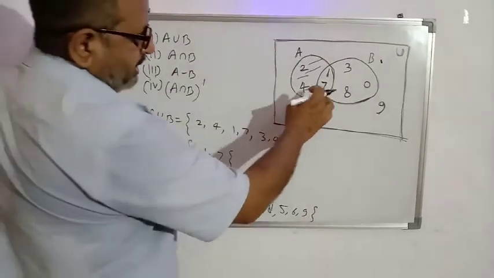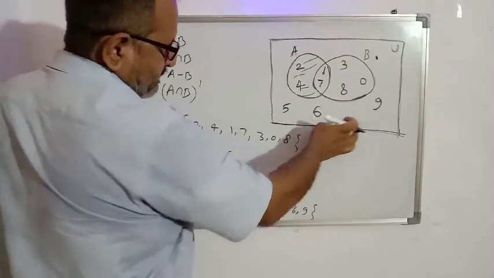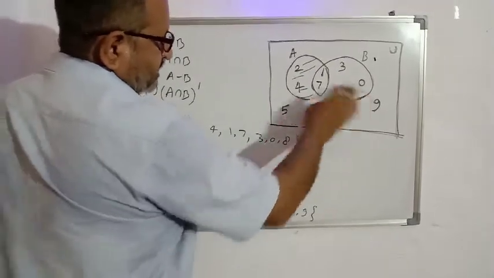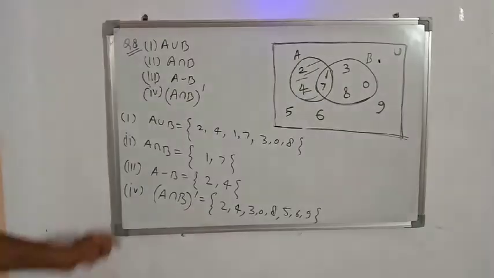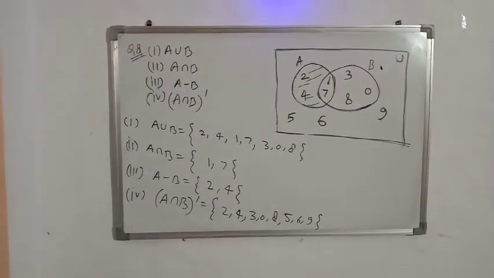Suppose we have to write A union B complement. So leaving both the circles, we have to write these elements, 5, 6, 9. So this is question number 8. We will take one more question.